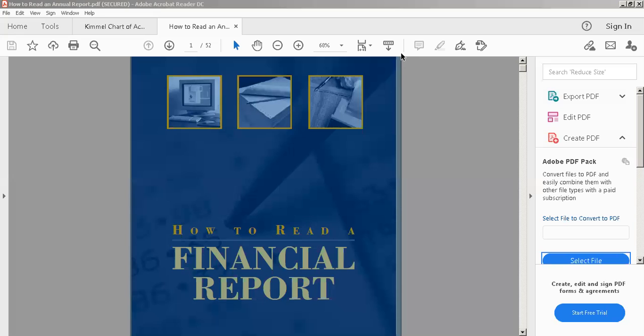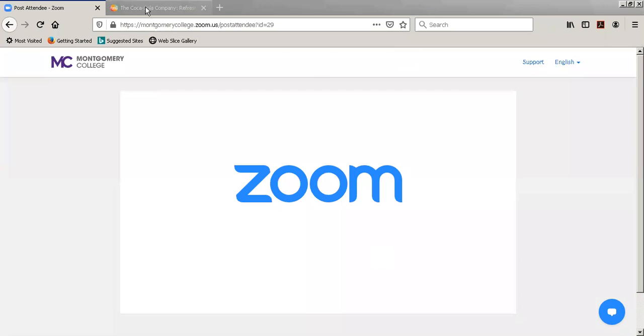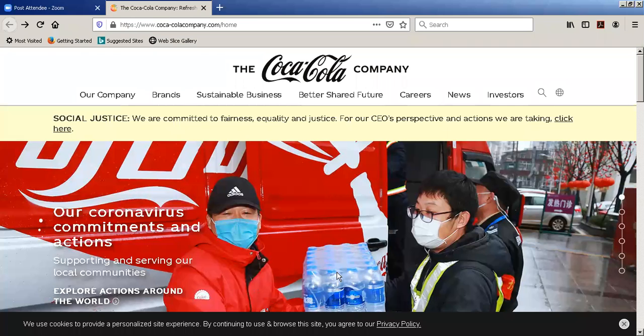Right. Now, another thing that I would encourage you to do, go online and pull up some annual reports on your own. Right? Go to a publicly traded company that you're interested in knowing about. I just pulled up Coca-Cola here at random. Right? It's very, very easy to find annual reports for publicly traded companies. Just go to their homepage.